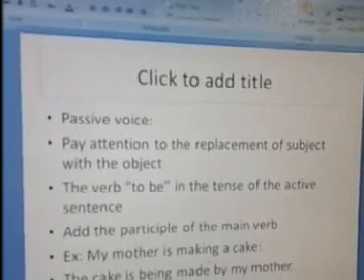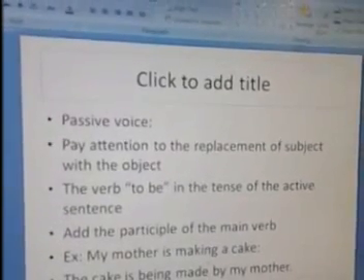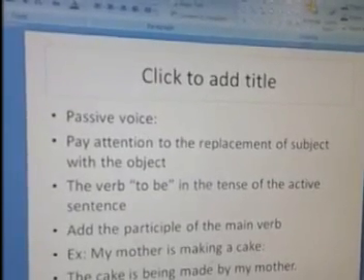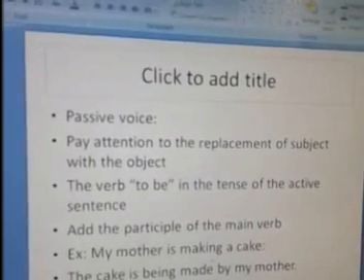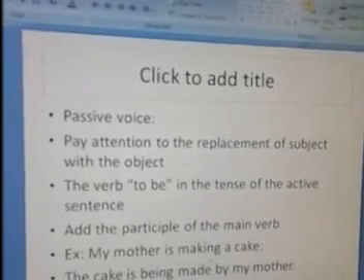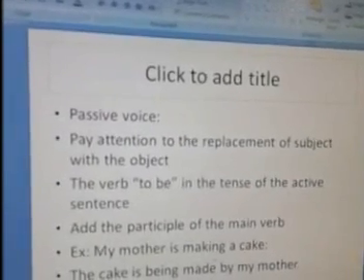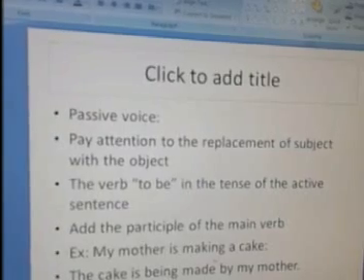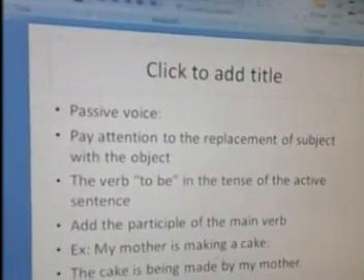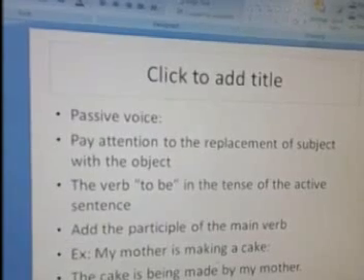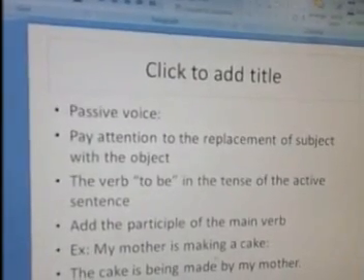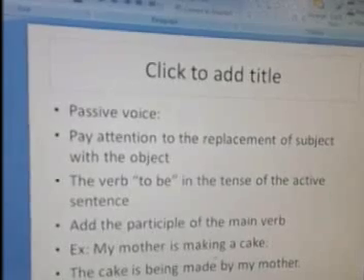Let's have an example. My mom is making a cake. The cake is being made by my mother. So we have done the changes. The cake in front of the sentence, in the place of the subject. Also the verb to be in the present continuous and associated or followed by the participle made. And in the end, you show the agent, by my mother.